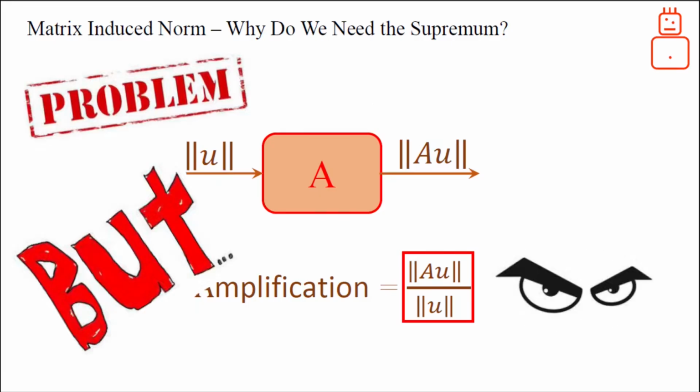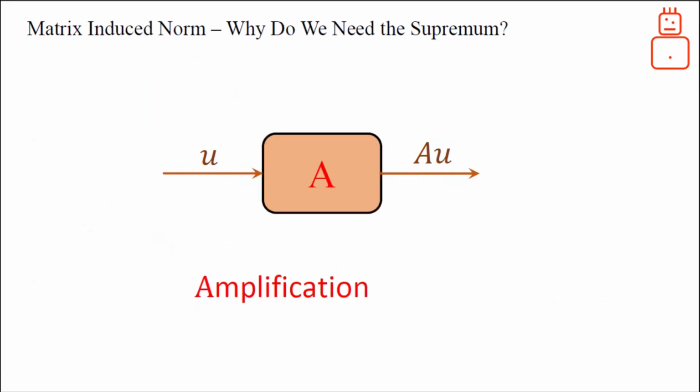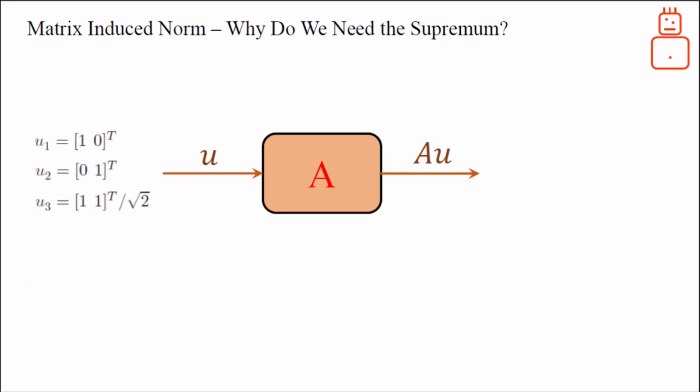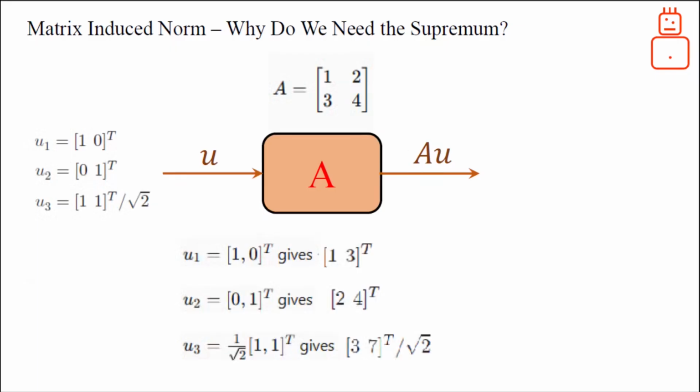But there is one problem. The amplification depends on the direction of the input vector. For instance, if we consider the following 3 different input vectors and consider this matrix, each input vector will give a different output as shown.